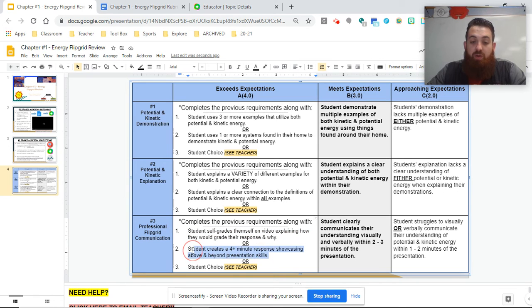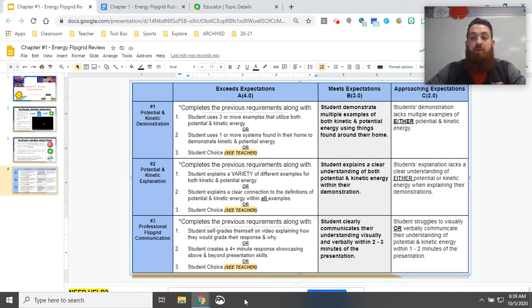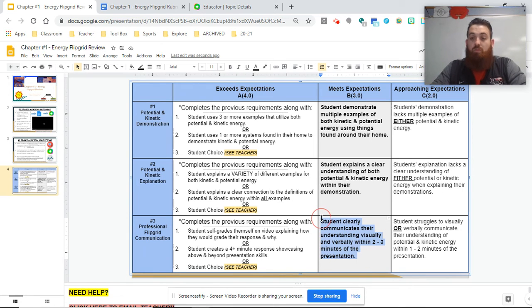The next one is student creates a 4+ minute response showcasing above and beyond presentation skills. So just to be clear, above and beyond presentation skills. You will not get this if you just sit on your screen and you showcase things in front of you very simply and very basically, okay? That is for here. Clear communication. This is going above and beyond, okay? Again, choose one of these, or if you want to contact me about an idea you have about how to go above and beyond in your communication, we can obviously do that, okay?